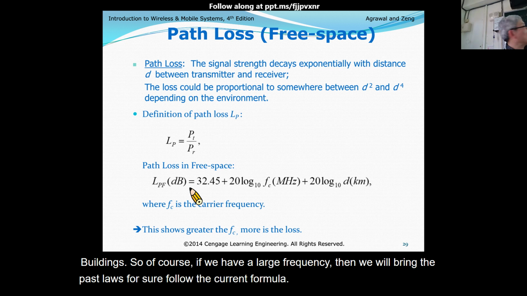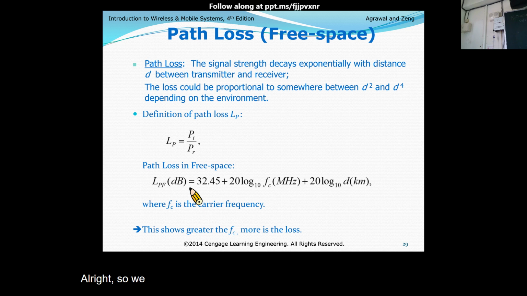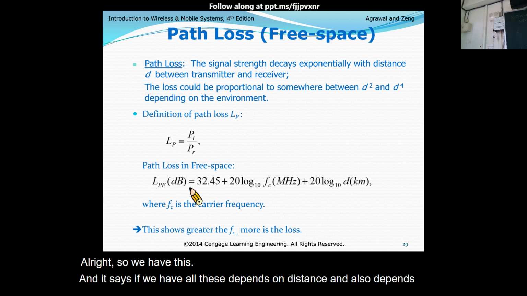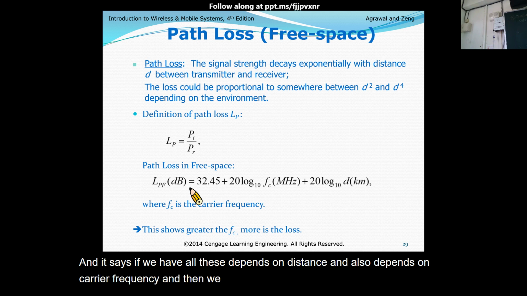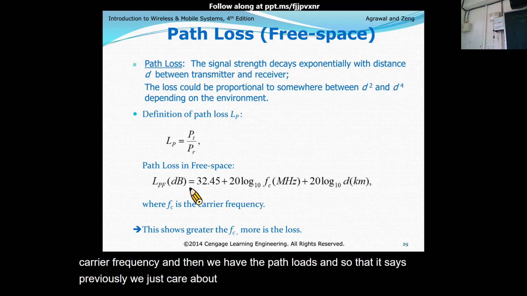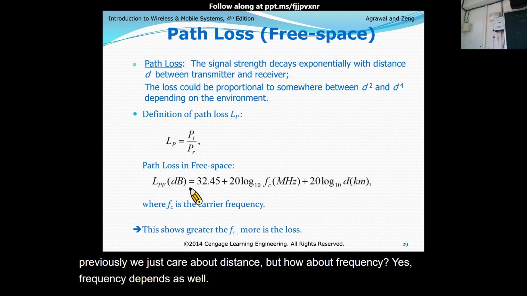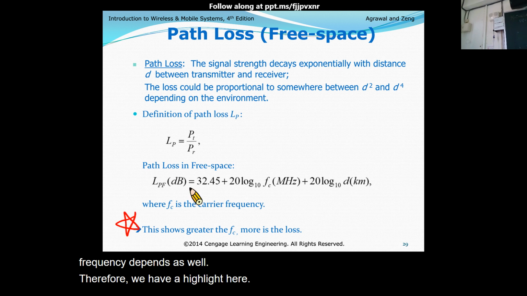All right, so we have this. And it says, well, it depends on distance and also depends on carrier frequency. And then we have the path loss. So previously we just cared about distance, but how about frequency? Yes, frequency depends as well. Therefore, we have a highlight here. And we also mentioned this one.